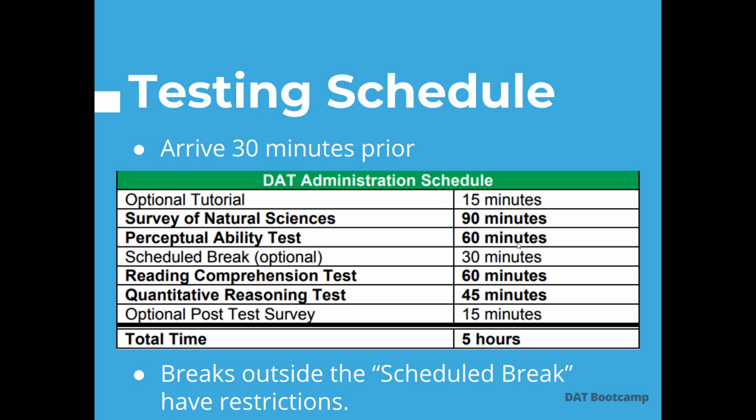You do not want to go during an unscheduled break, as your timer will not stop. It will continue going the whole way through. After your break, you have the reading comprehension section, which will last for 60 minutes. And lastly, as I mentioned, the quantitative reasoning test will occur at the end, and you'll have 45 minutes to complete this section. Right after the quantitative reasoning test, you will get a printout of your scores, and you'll see it on the computer screen.